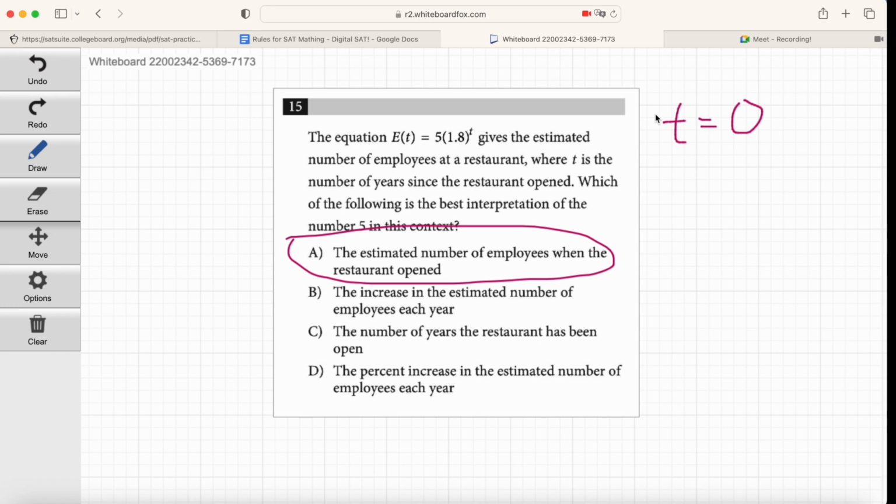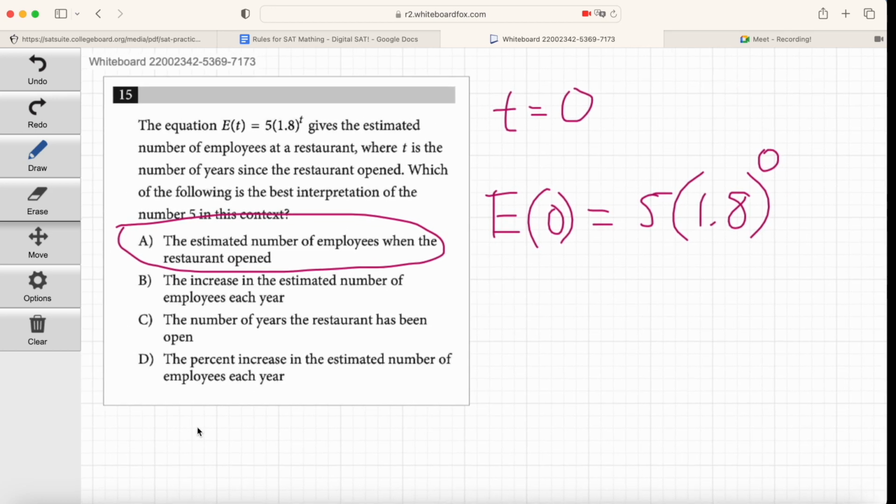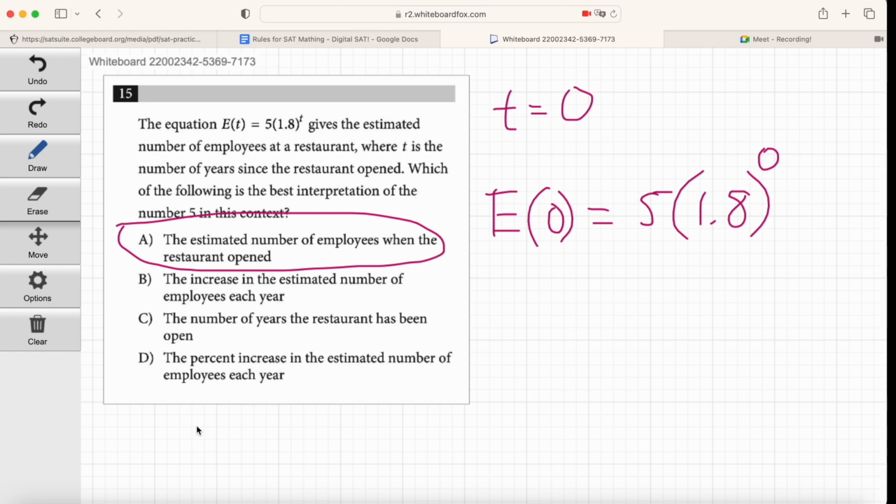Yeah. And if we plug in a 0 for T, we'll get E of 0. And remember, E is the number of employees. E of 0 equals 5 times 1.8 to the power of 0. I don't know if we've talked about this a whole lot yet. Do you know what anything to the power of 0 equals? It equals itself, right? No, well, anything to the power of 1 is itself, right? X to the power of 1 is X. It's just 0. Well, no, anything times 0 is 0, but things to the power of 0.